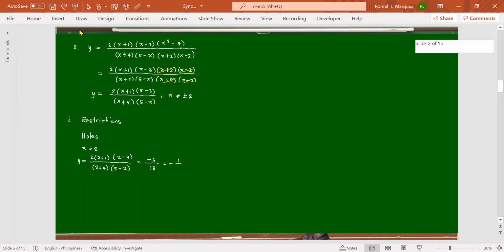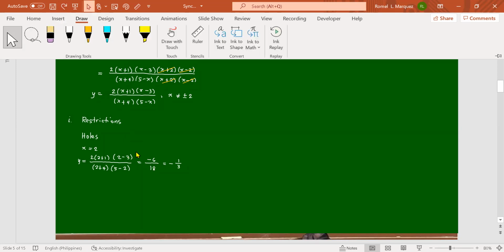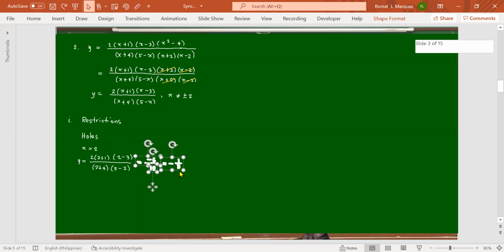So, let me copy this. Let me put it here. Y, therefore, is equal to that. And the hole is at 2, negative 1/3. Next possible hole, we have what? When x is what?